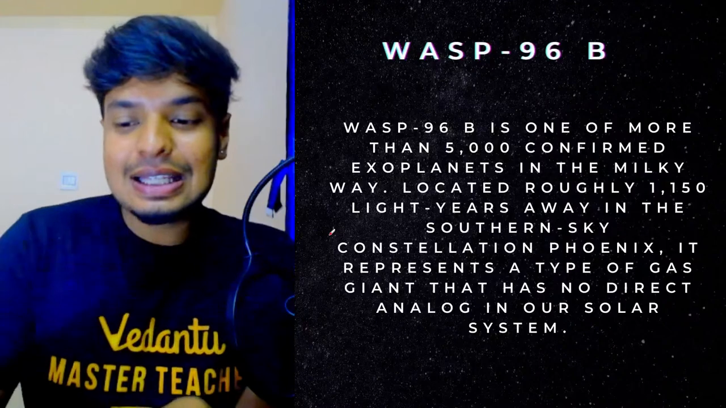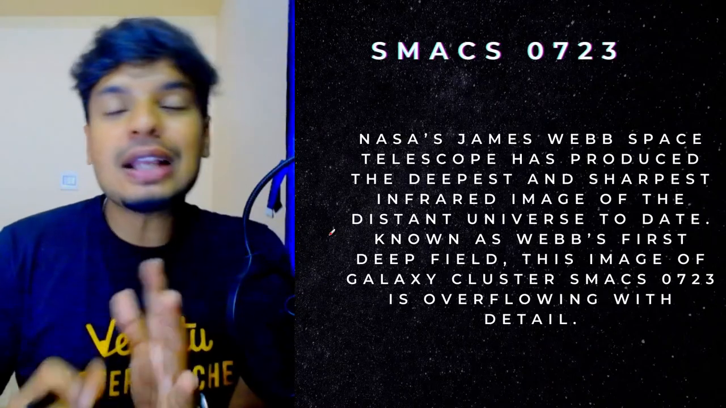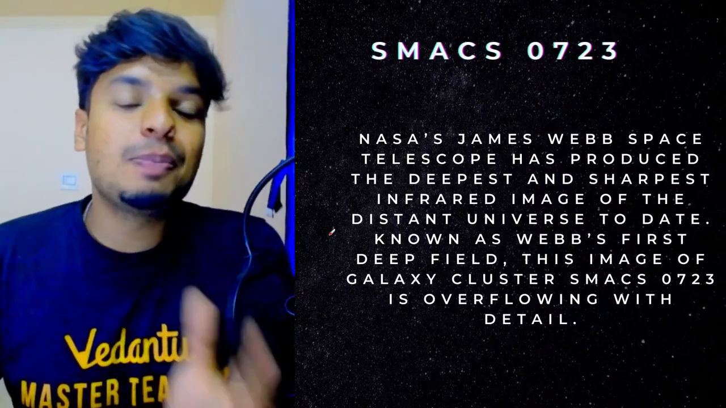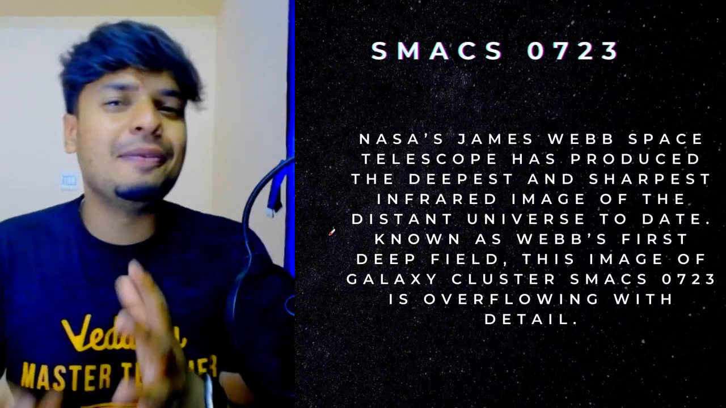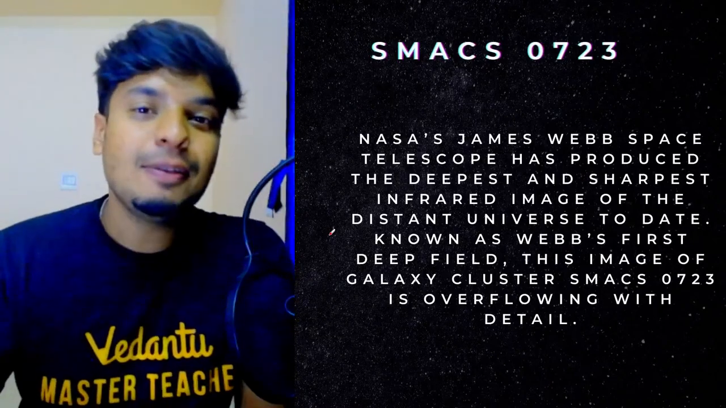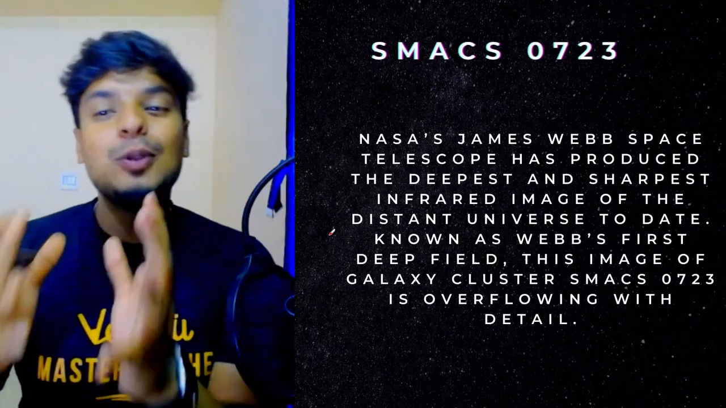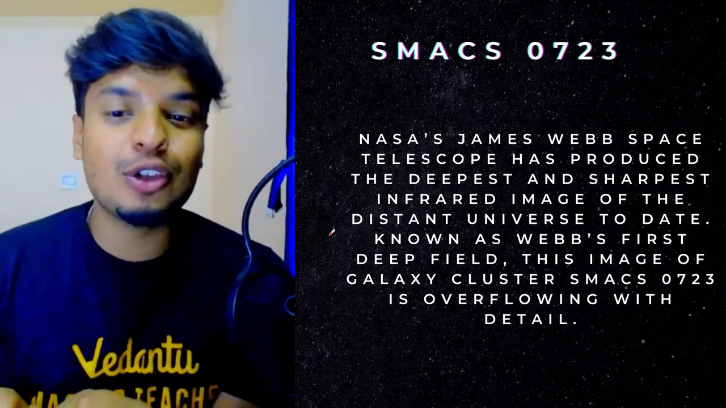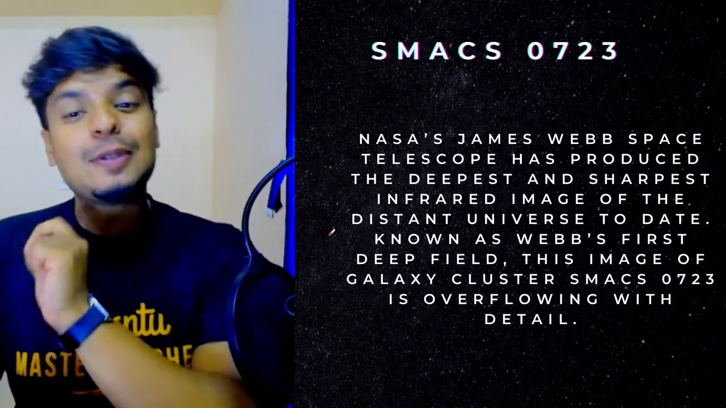All right, yes. Now the next one, guys, I hope you're ready. This is the last picture, SMACS 0723, one of the craziest pictures. This was the first picture ever released when people all over the world were waiting for the James Webb's pictures. It was one of the first pictures released by the US government. NASA's James Webb Space Telescope has produced the deepest and sharpest infrared image of the distant universe to date, known as Webb's First Deep Field.